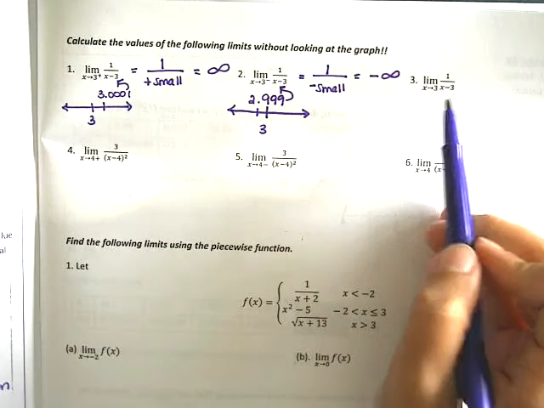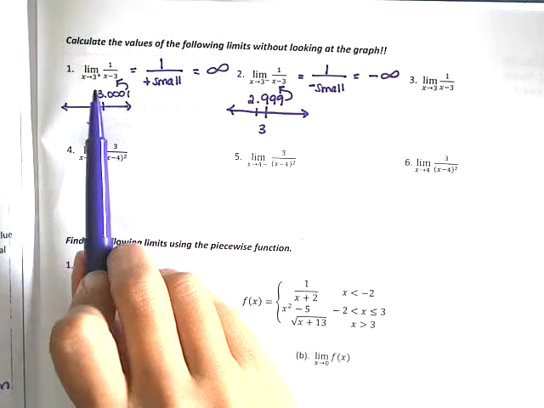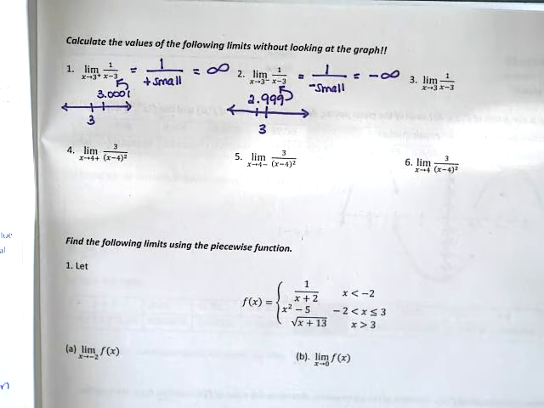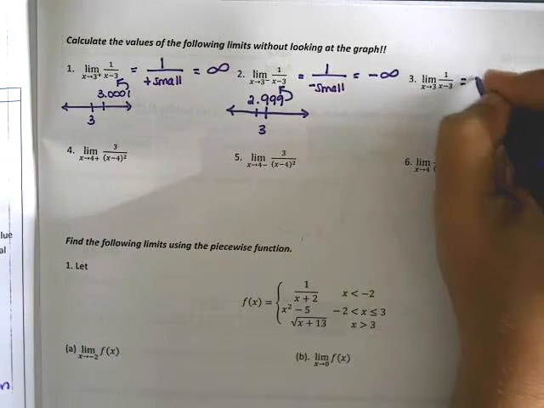Now for problem 3, you can see that I put that problem as the third one because it's connected to the first two. If one of my answers from the right is a positive number and from the left is a negative number, we would say that our overall limit does not exist.